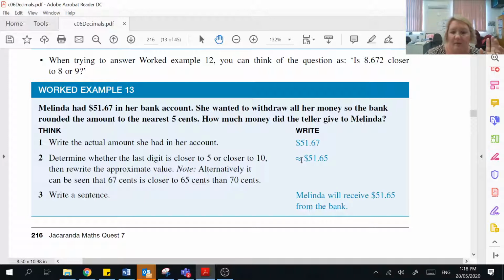$51.65. And some of you are thinking, oh, she's been ripped off, 2 cents, man. That's just the way it works, okay? If we did not have 5 cents in our culture and we only rounded to zeros, let's have a look at this question again. $51.67, we're rounding to the closest 10. Is 60 the closest 10 or is 70 the closest 10? It would be $51.70. So if we only had 10 cents in our currency, Melinda would be getting 3 cents for free. Because we have 5 cents in our culture, she's missing out on 2 cents, all right?